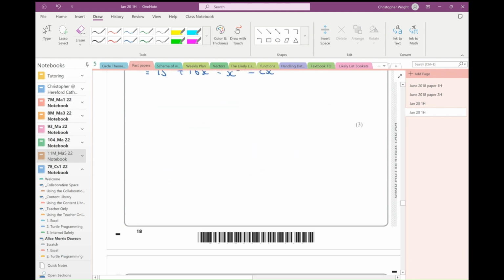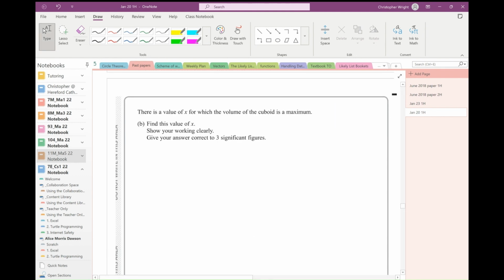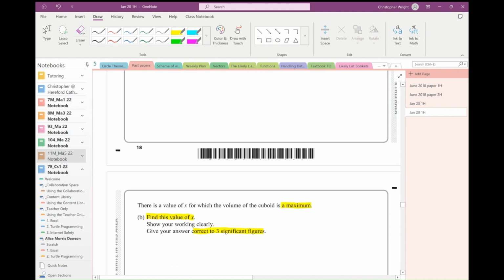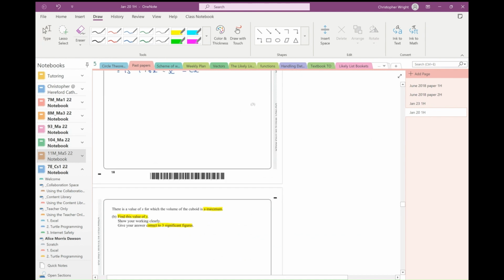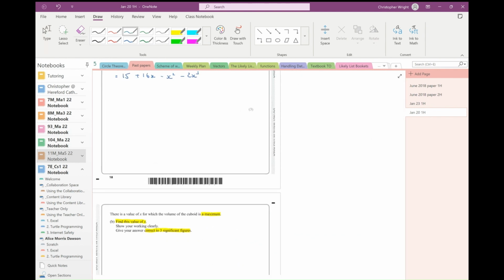Right, part B. There is a value of x for which the volume of the cuboid is a maximum. Find this value of x. Show your working clearly. Give your answer correct to 3 significant figures. Right, let's have a look. So we know the expression for the volume that we're working with was given to us in the first question, and it's V equals 15 plus 16x minus x squared minus 2x cubed.